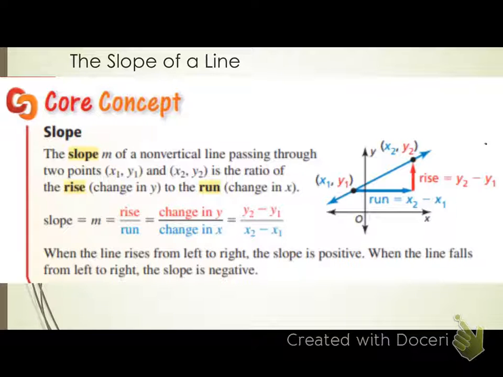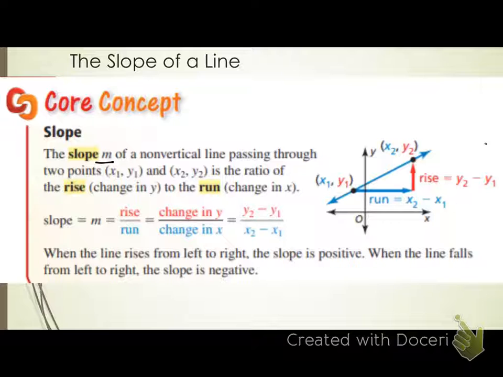The slope m, we use the variable m to denote slope of a non-vertical line passing through 2 points, x1, y1, and x2, y2, is the ratio of the rise. So rise goes in the numerator. The rise is my change in y variables. So one y variable minus the other y variable. To the run. Run's my denominator. It's my change in my x. One x value minus the other x value.